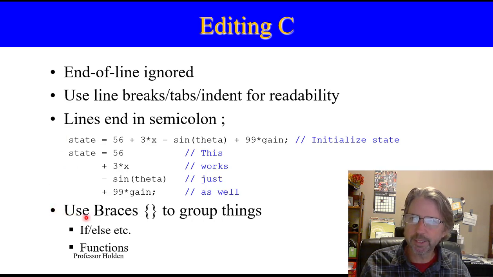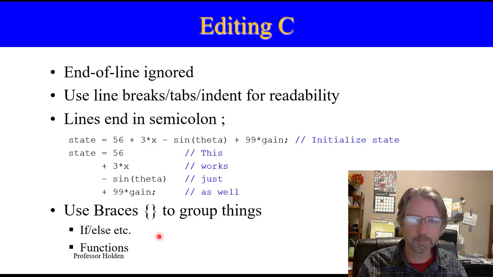The other thing you'll see in a C program is these curly braces everywhere, where in MATLAB you would see the if statement ending with the word end. In C, it's curly braces everywhere. So in a C program, you'll see curly braces and you'll see semicolons everywhere, which is a little different from MATLAB.